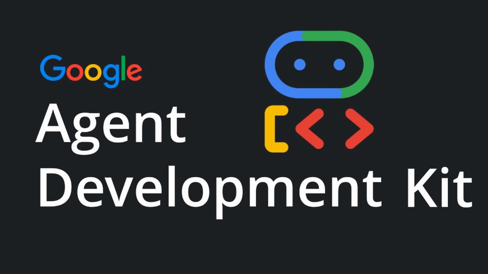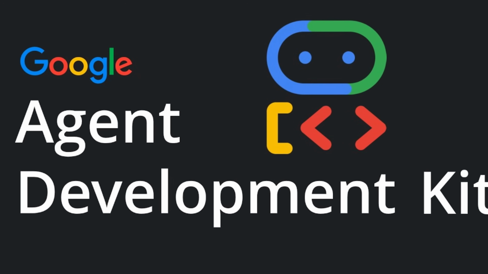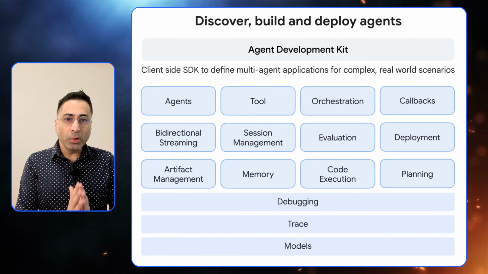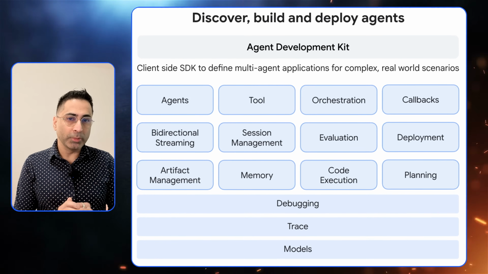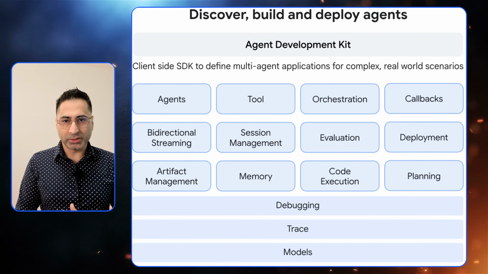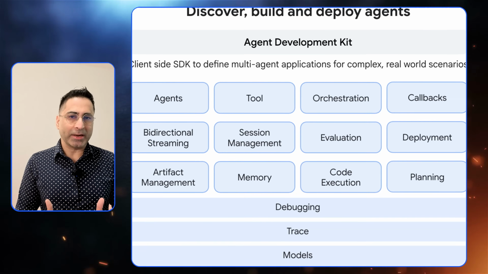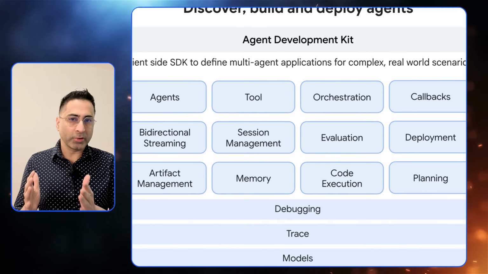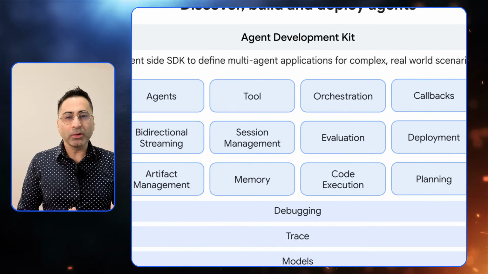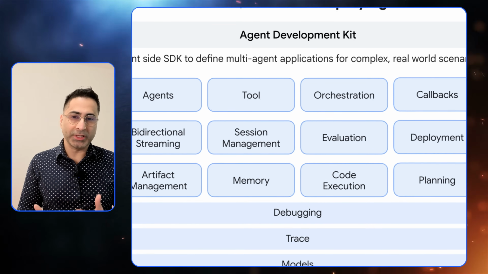So if you've been following the agentic AI space and frameworks to build AI agents, you have probably heard of ADK, which is Google's Agent Development Kit. In a nutshell, ADK is a code-first framework designed to build robust multi-agent systems. It's not just for simple chatbots. It's actually built for modular, production-ready agents that can handle complex workflows and coordinate with each other.